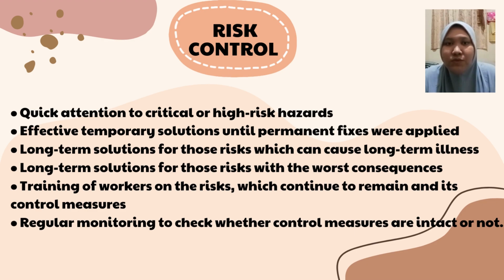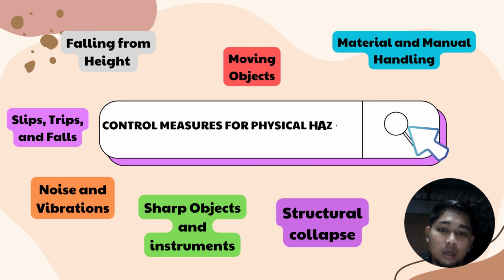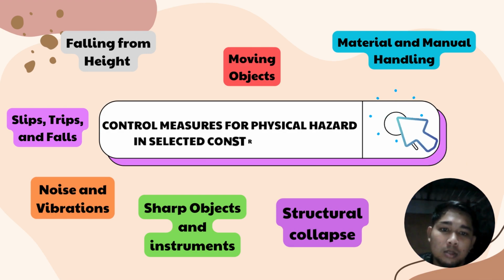Long-term solution for those risks which can cause long-term illness. Long-term solution for those risks with the worst consequences. Training of workers on the risks which continue to remain and their control measures. Regular monitoring to check whether control measures are intact or not. Okay, next is control measures for physical hazard in selected construction site.